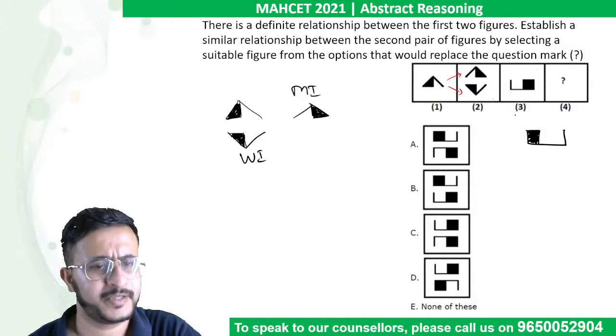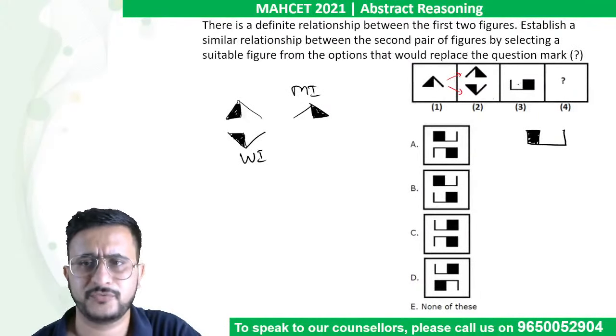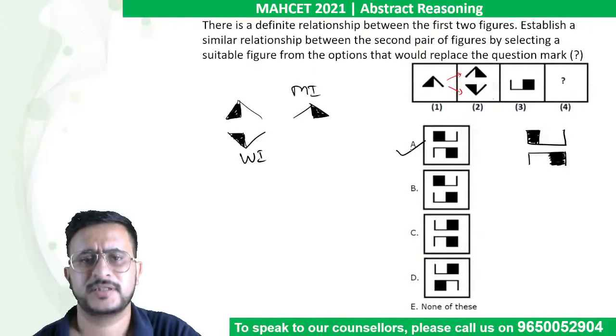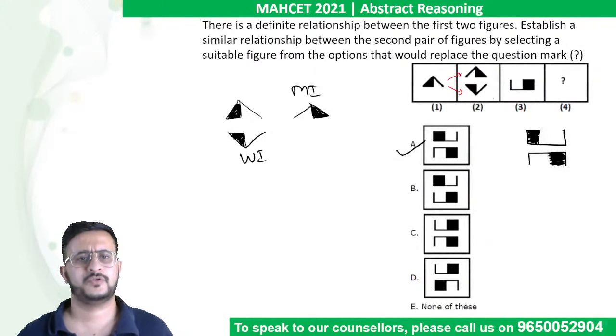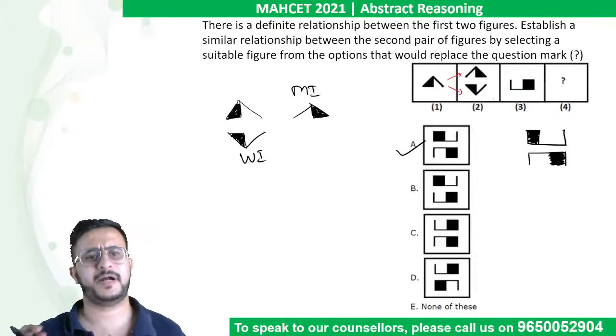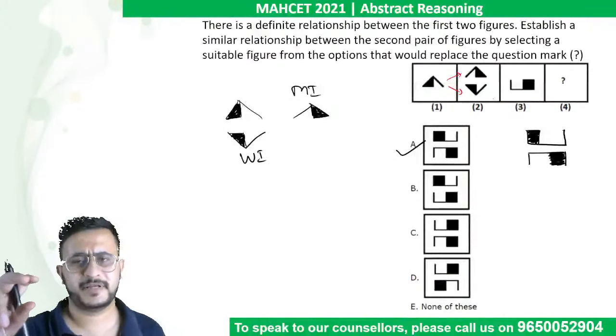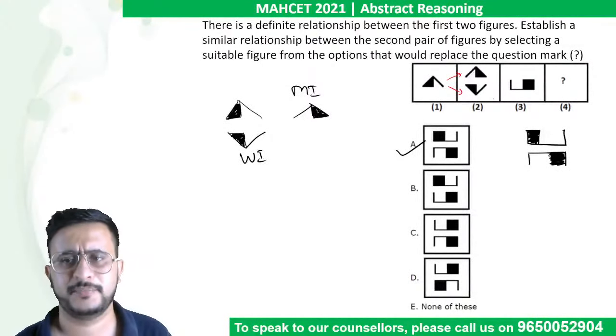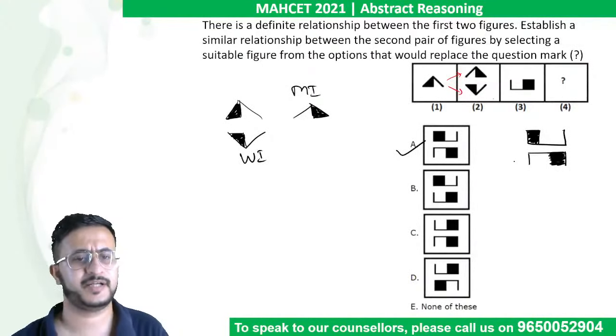So this is the top part. Bottom part will be water image. What is the water image of this? This arrow will come down, this black will be shaded like this. Okay, so that is option A. So the top part, the second thing, is the mirror image of the given figure, and this is the water image of the given figure, right? So you will get the answer as option A.